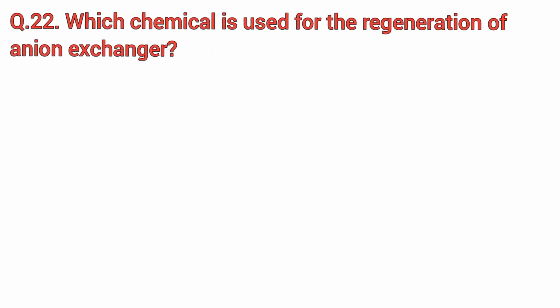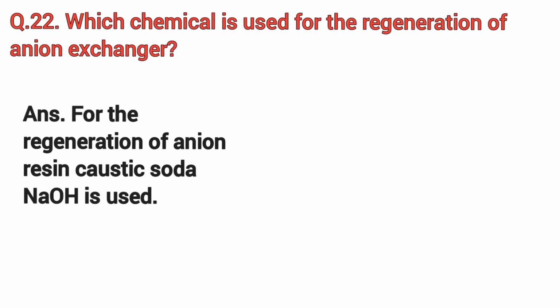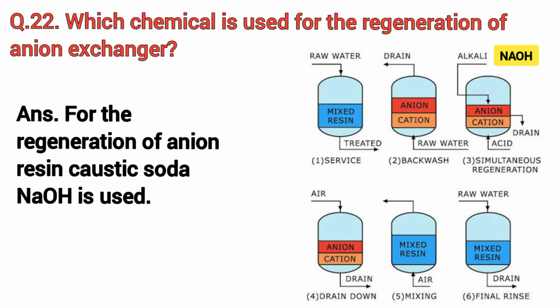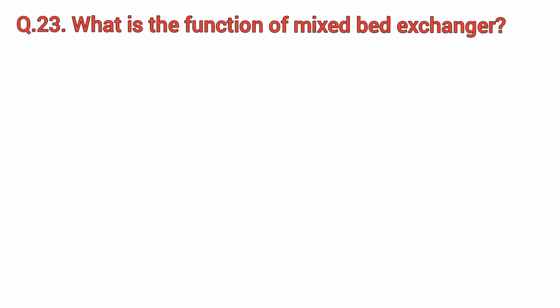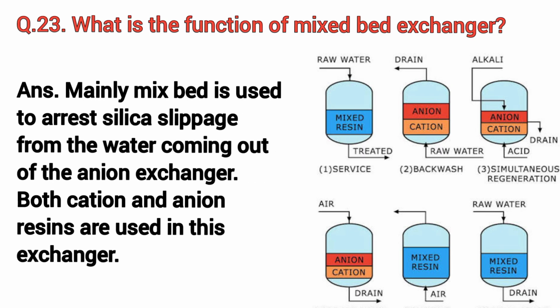Which chemical is used for the regeneration of an anion exchanger? For the regeneration of an anion resin, caustic soda NaOH is used. What is the function of a mixed bed exchanger? Mainly the mixed bed is used to arrest silica slippage from the water coming out of the anion exchanger. Both cation and anion resins are used in this exchanger.